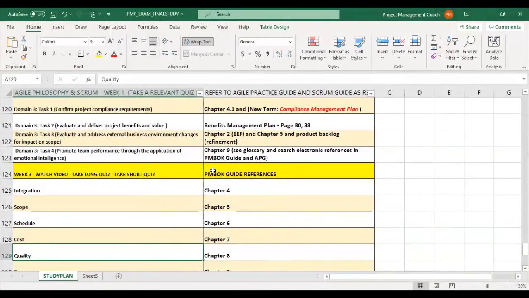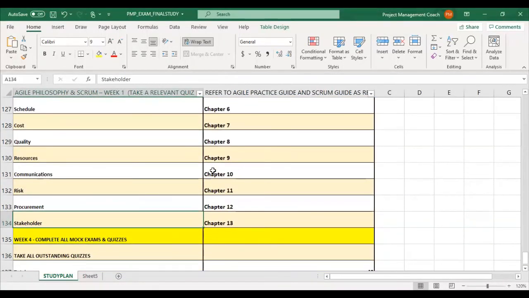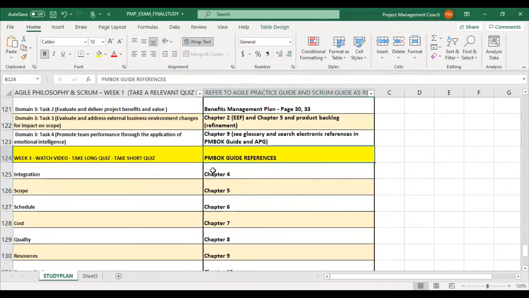I also recommend to my students for week 3, hit integration, scope, schedule, cost, quality, resources, communications, risk, procurement, stakeholders. And what I recommend that you do is focus on big ticket items. So take quizzes, short and long, that we have on the Project Management Masterclass or whatever the vehicle you're on, and make sure you refer back to these chapters.